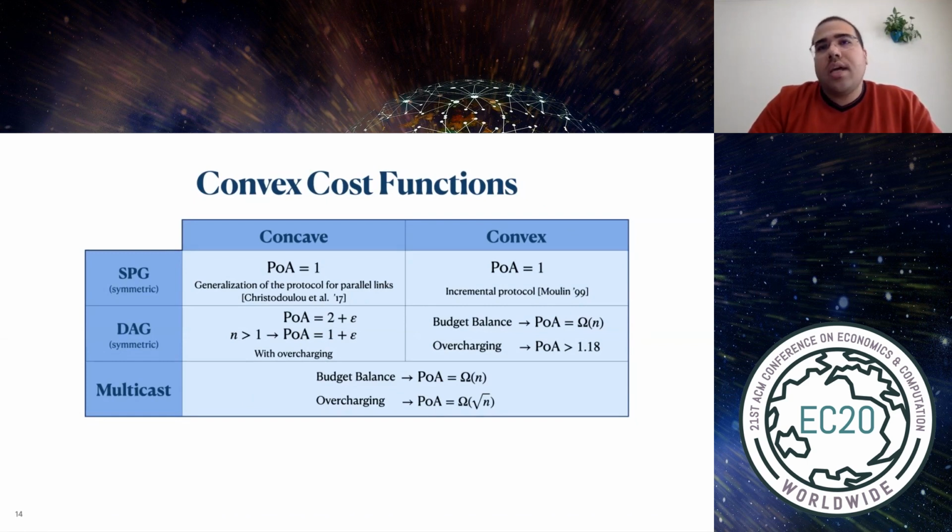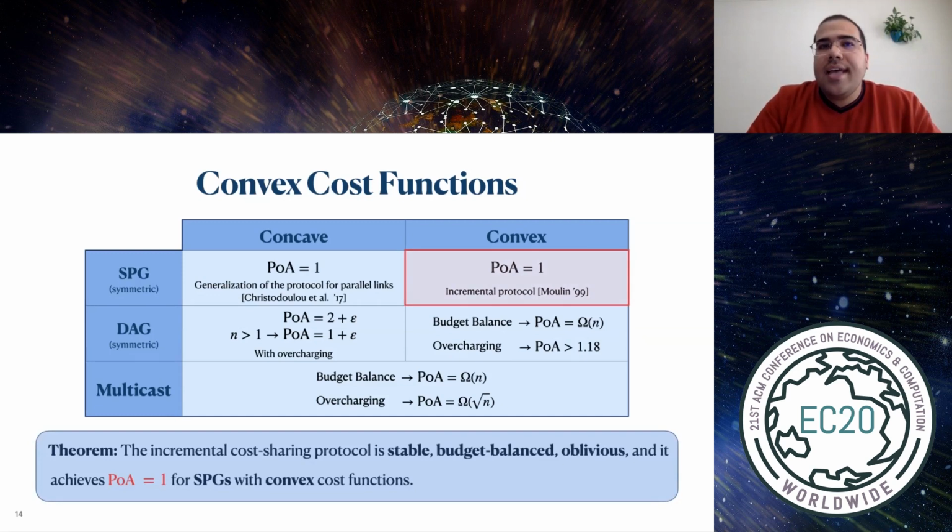Now we are going to talk about convex cost functions. For games with convex cost functions on series parallel graph, a simple protocol introduced by Mullen in 1999 works fine. This protocol assumes that players come one by one according to pi and charges each player in each edge as her marginal contribution to the cost of that edge. We proved that this simple protocol is stable, oblivious, and budget balanced and achieves price of anarchy of 1 for SPGs with convex cost functions.